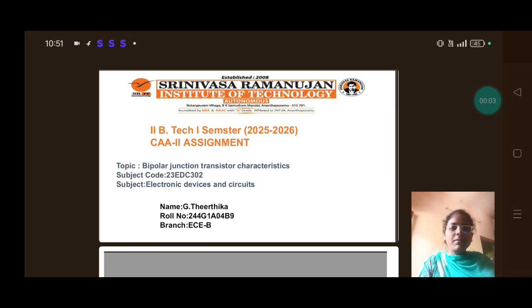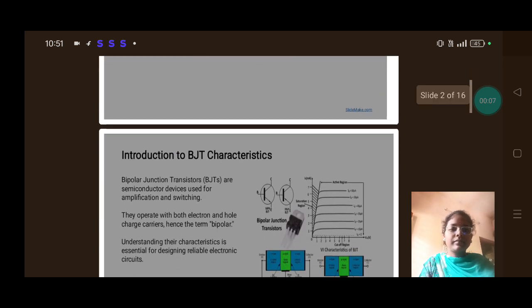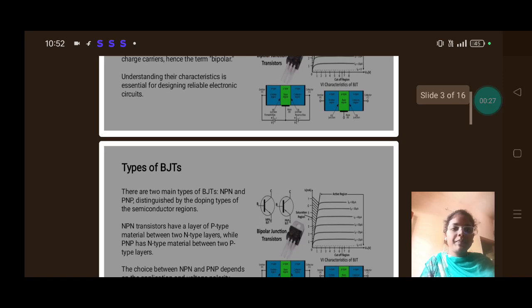Today my topic is bipolar junction transistor characteristics. Introduction to bipolar junction transistor characteristics. Bipolar junction transistors are semiconductor devices used for amplification and switching. They operate with both electron and hole charge carriers, hence the name bipolar. Understanding these characteristics is essential for designing reliable electronic circuits.